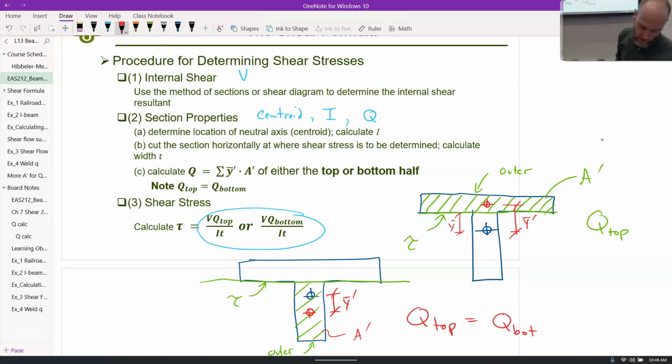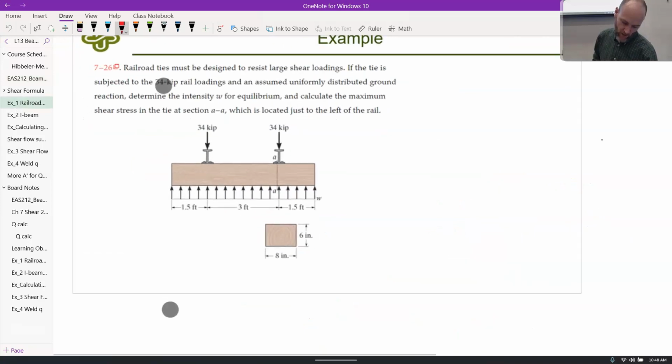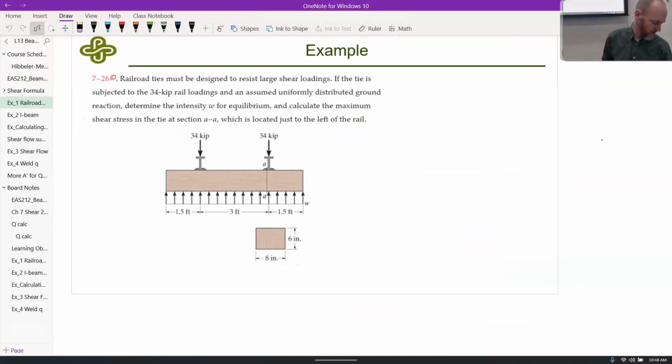There's for as far as the Q top or Q bottom, and it starts to introduce the procedure that we're going to use to calculate that Q. The rest of the components there, we should be able to calculate. So let's start with a sample that's going to reinforce all these components.